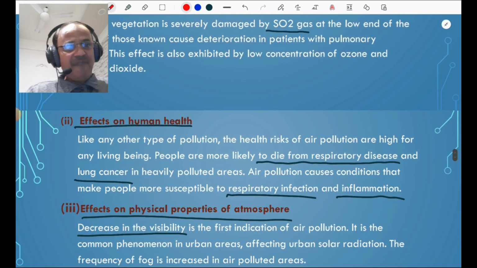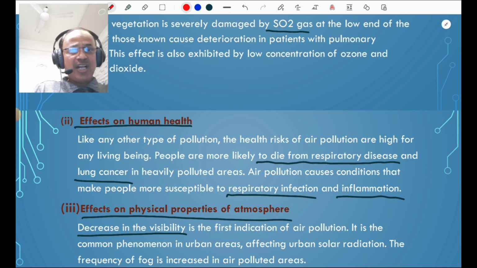Effect on human health. Like any other type of pollution, the health risks of air pollution are high for any living being. People are most likely to die from respiratory diseases and lung cancer. These are the two major causes. Respiratory diseases happened in the Bhopal tragedy as well as the London smog, and lung cancer is heavily observed in heavily polluted areas. Air pollution causes conditions that make people more susceptible to respiratory infections and inflammation.